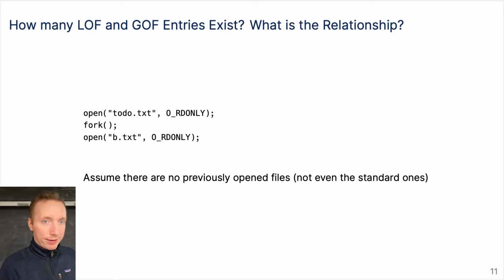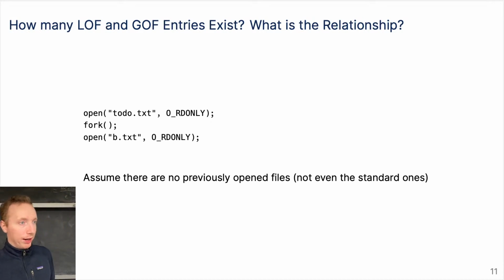And you can call the processes parent and child. So child's the one that got created by the fork. So how many files does the parent have open? 2, right? So it will have todo.txt and b.txt open. So how many files would the child have open? 2, right? So the child would have the same files open.